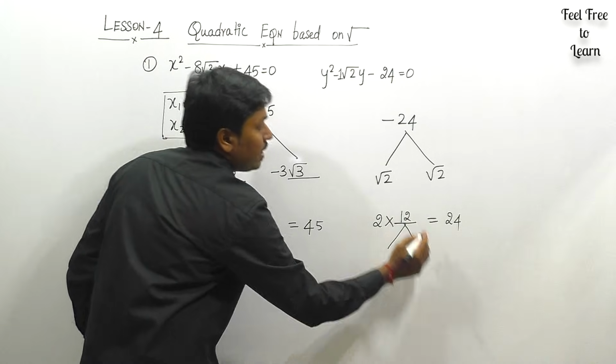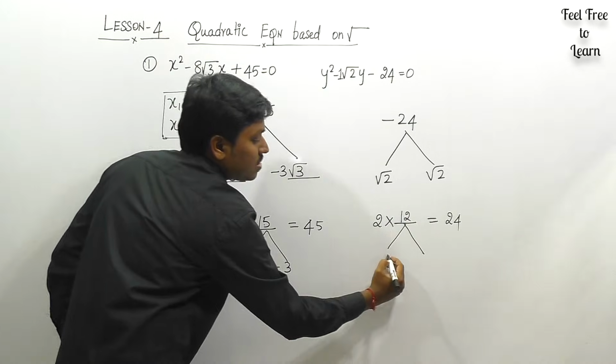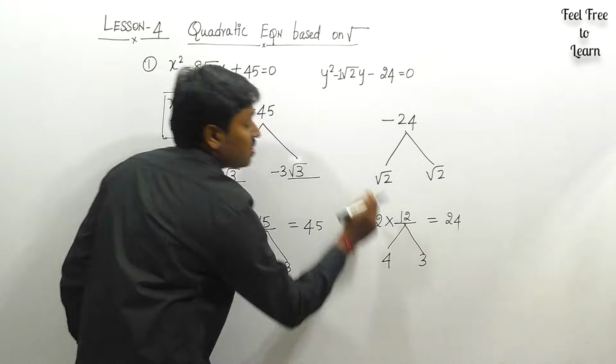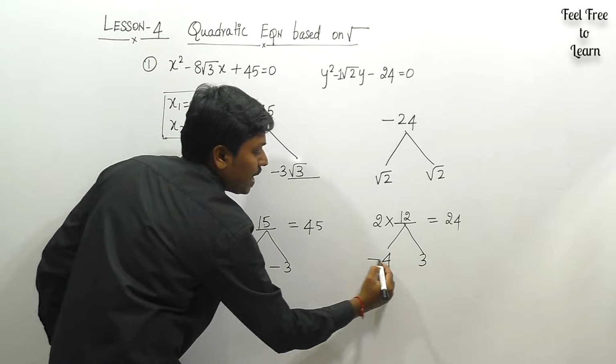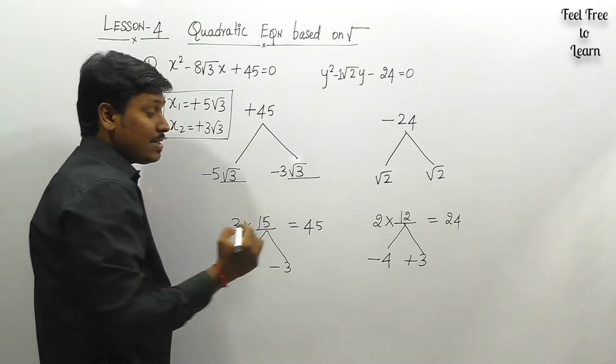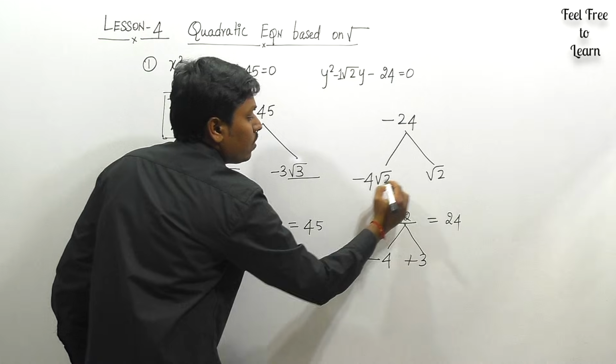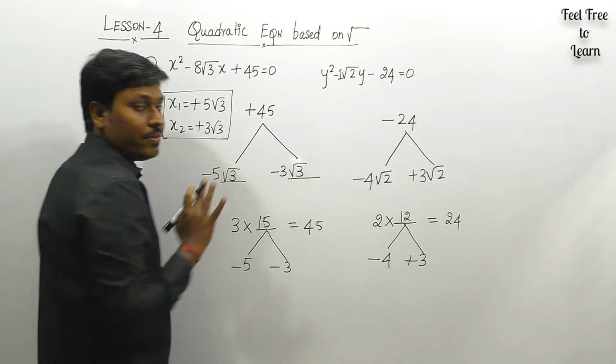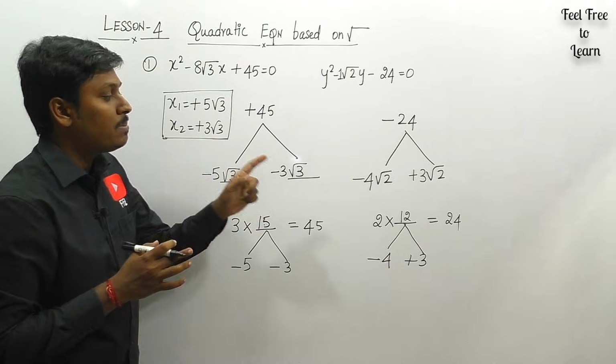Now split this 12 in order to bring minus 1. So this 12 can be written as 4 into 3. Our target is to bring minus 1, so minus 4 plus 3. So friends, listen here, I am just going to write minus 4 root 2 plus 3 root 2. That's it. We got the factors as minus 4 root 2 and plus 3 root 2.